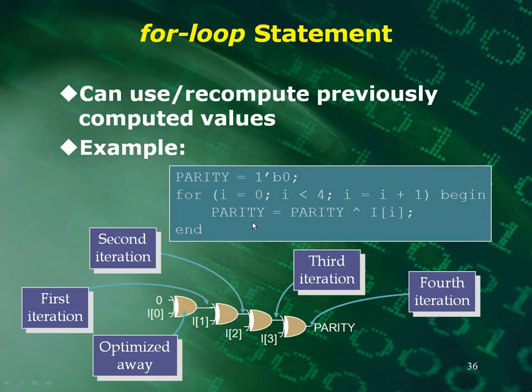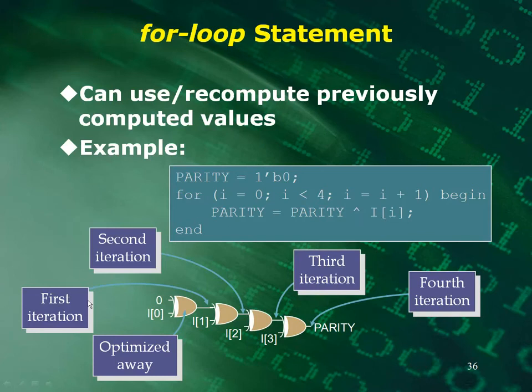So here's another example of how it can be used. One way that you could use it: you can reuse or recompute previously computed values. So here we start off, I said parity equals 1'b0. And then I said for i equals 0 to less than 4, same type of loop. I'm going to do this 4 times. I say parity equals parity exclusive ORed with i.